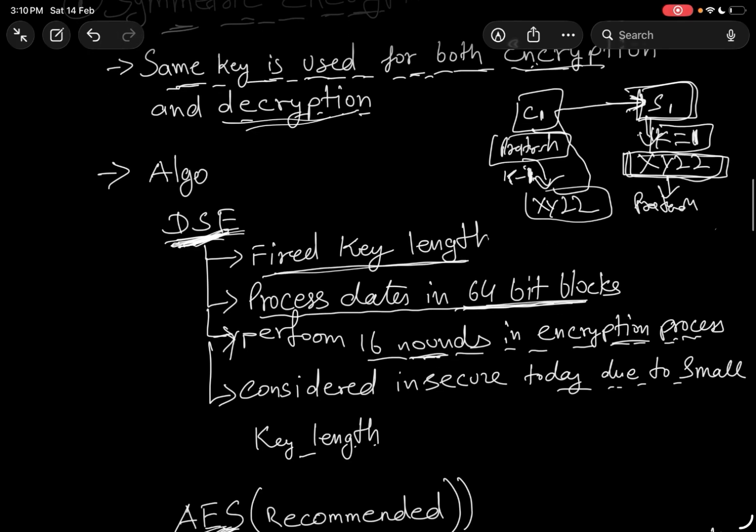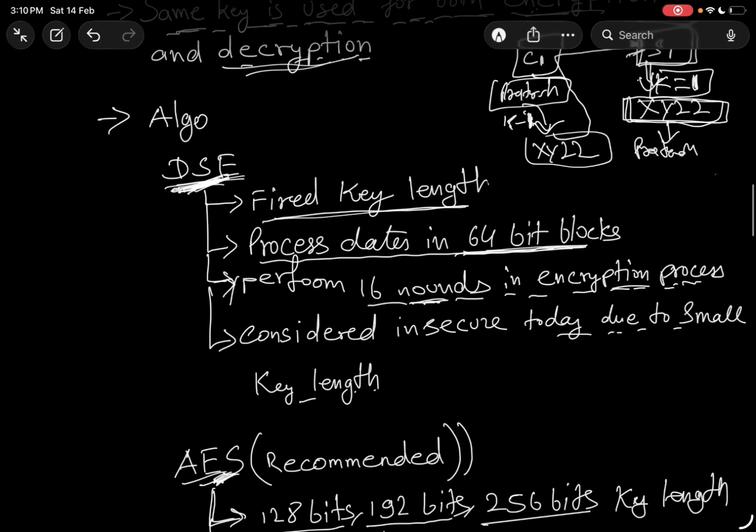Now let's see some algos of symmetric encryption. We have DES. In DES we have a fixed key length. I guess it is 56 or 58. I'm not confirmed, but the length is very small here.